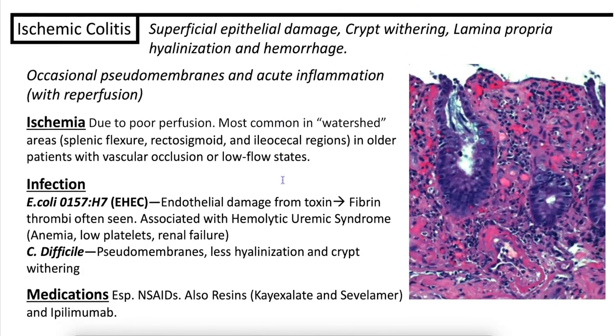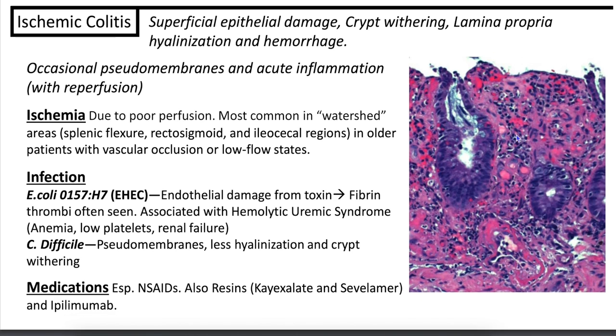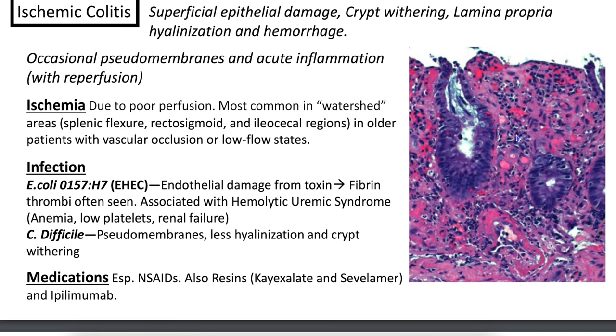Ischemic colitis, where you get the superficial epithelial damage, erosion, crypt withering, lamina propria hyalinization, and hemorrhage. You can see occasional pseudomembranes and acute inflammation with reperfusion. This can be seen in ischemia due to poor perfusion, especially in the common watershed areas, which is the splenic flexure, rectosigmoid, and ileocecal regions. In older patients with vascular occlusion or low flow states.